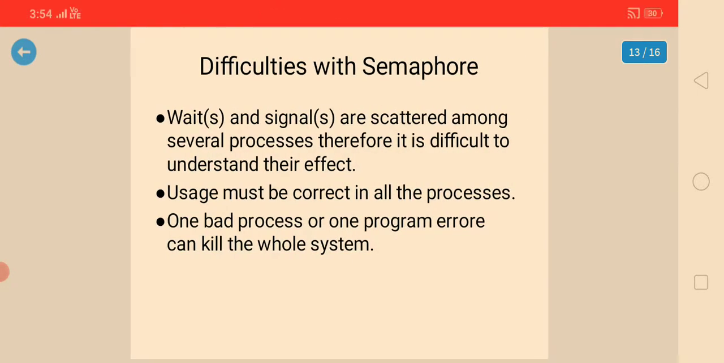So what are the difficulties with semaphores? Wait and signal are scattered among several processes, therefore it is difficult to understand their effect. Usage must be correct in all the processes using these two operations. One bad process or one program error can kill the whole system. If any one bad process or any one error comes, it will kill the whole system.